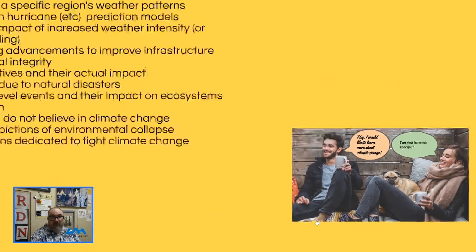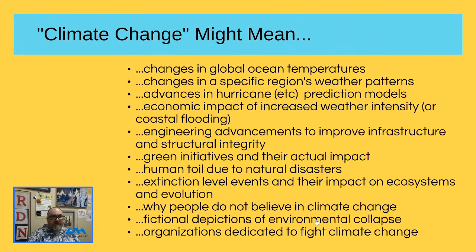Because when you're saying something like climate change, while there's the broad assumption that you just mean the general gradual accumulation of heat on the surface of the earth or in the oceans, you actually can look at many things. Climate change can mean changes in global ocean temperatures. It can mean changes in a specific region, like northern Alabama's weather patterns. It can mean advances in hurricane prediction models, or the economic impact of climate change.